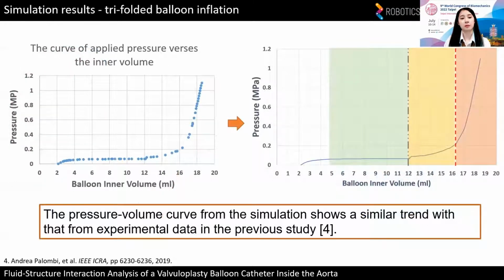Here is the result for the simulation. The inflation result of the three-folded balloon model is shown as a pressure-volume curve, which can be divided into three regions. The green one is before the balloon membrane stretches. The yellow one is where the membrane starts to stretch. And the orange one is the membrane stretching totally until it reaches the maximal diameter. So this curve from the simulation shows a similar trend to the curve from experimental data in a previous study, which can indirectly validate our balloon model.